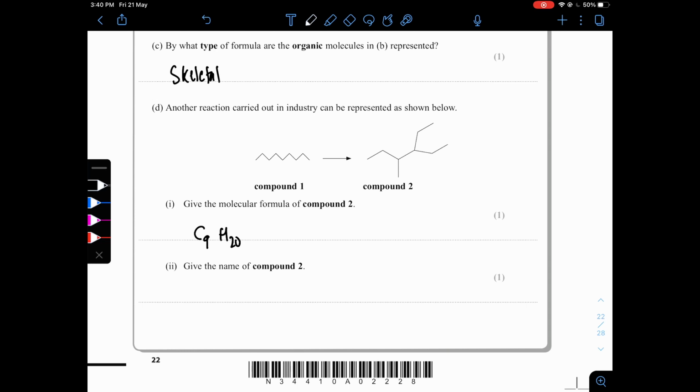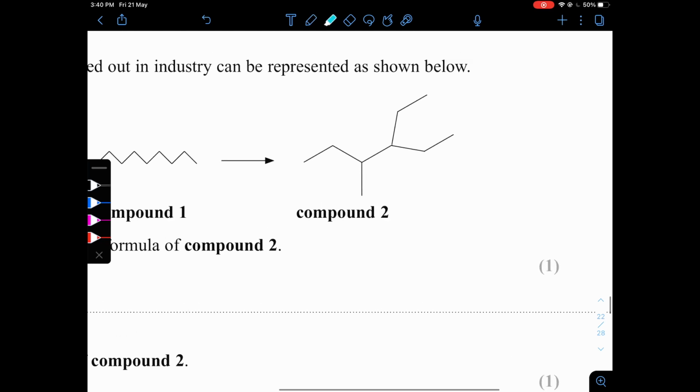So we now need to name this. We need to find the longest chain. The longest chain in this case would be this or this. They're both the same because we have both of the same ethyl groups attached to the longest chain. So let's go with this and we can see where the group is attached. This is our longest chain, so this is 1, 2, 3, 4, 5, 6.